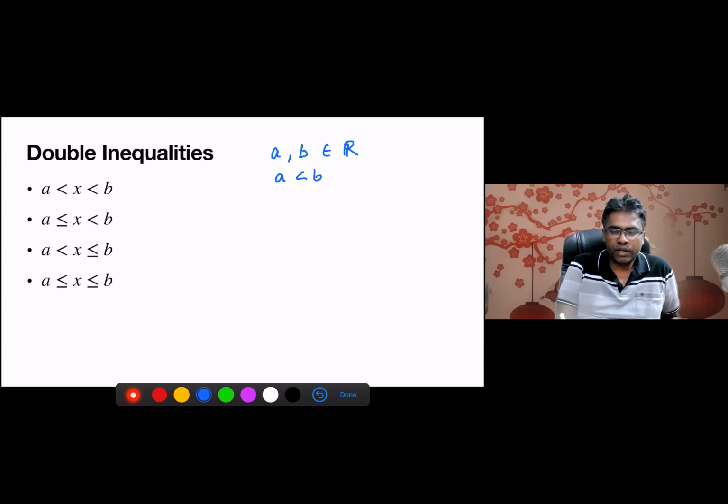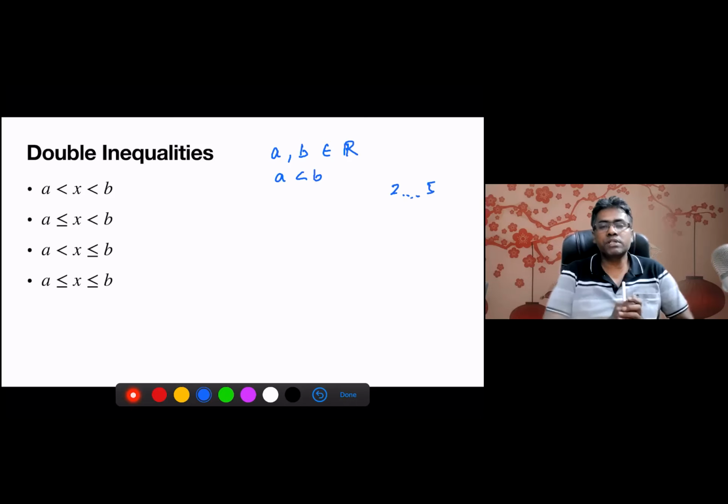For example, if you take 2 and 5, between these two numbers, there are infinitely many numbers. So when you try to represent a subset of real numbers, you can do that by using the lower bound and upper bound. For example, here A and B.